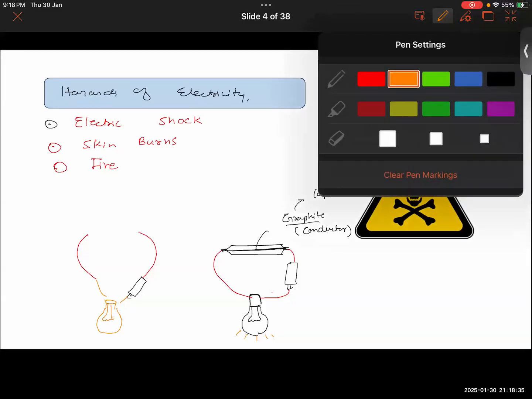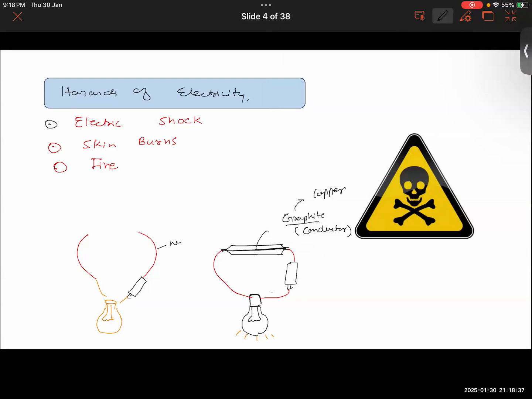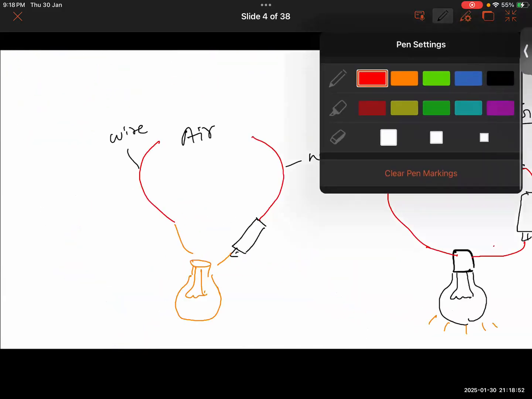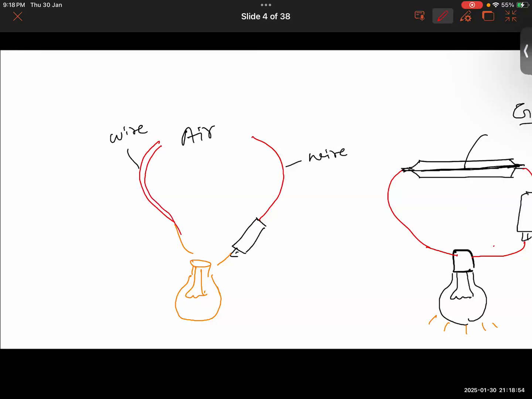Now, what is in between these two wires? Have we connected it with anything? Obviously, no. So there is air in between the two wires, right? Between the two wires, air is there basically. Yes or no?